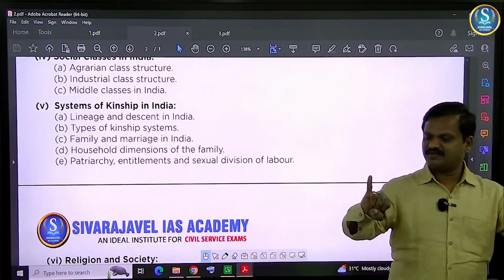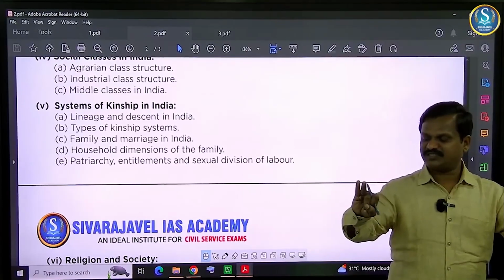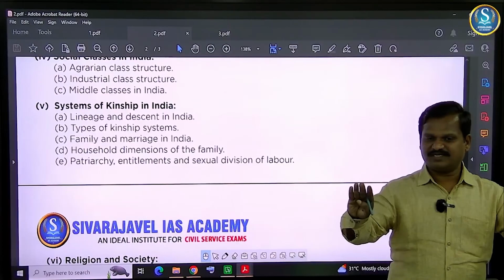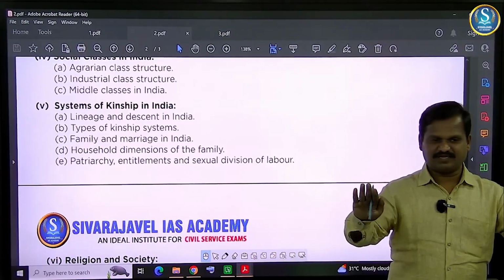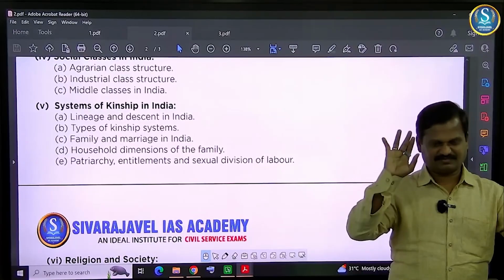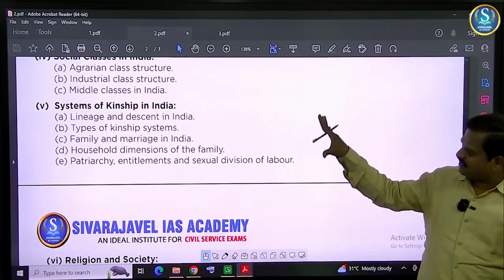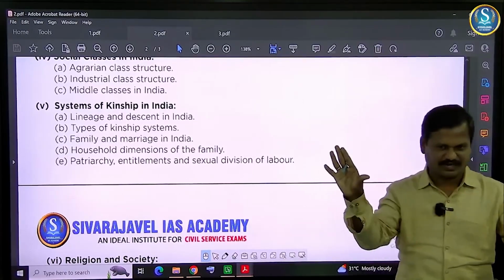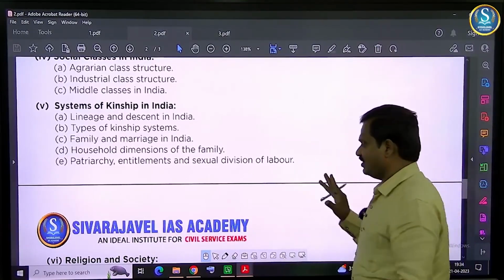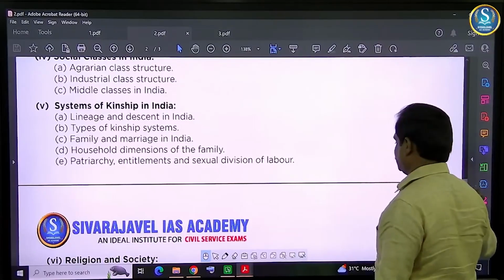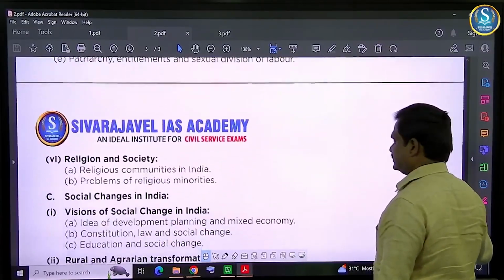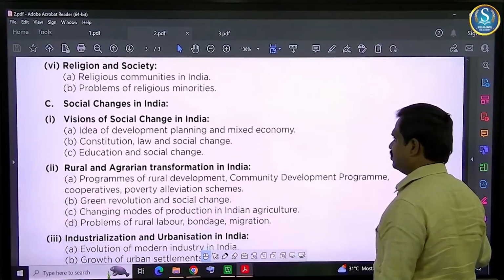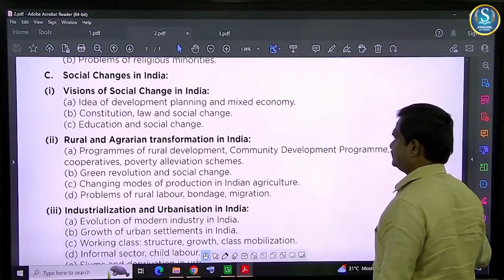I repeat: village, caste, class, religion, family, then tribes. If you study this, then the second portion, called Section B, is over in Paper 2. Now come to the third section, called Section C. It is about social changes in India.